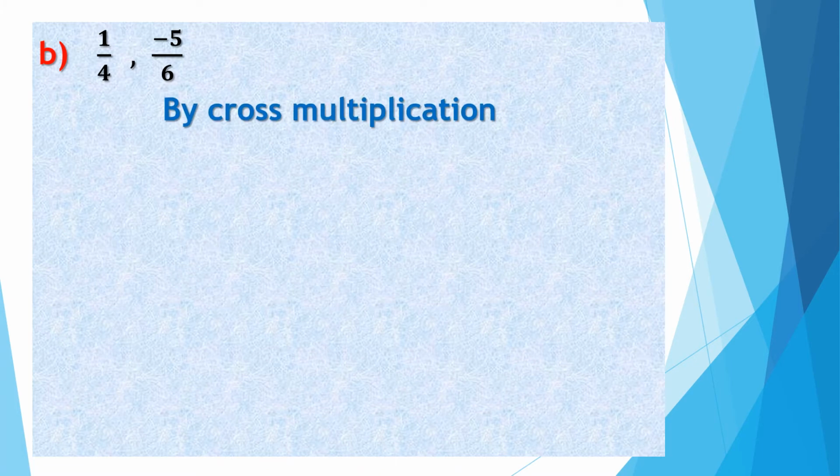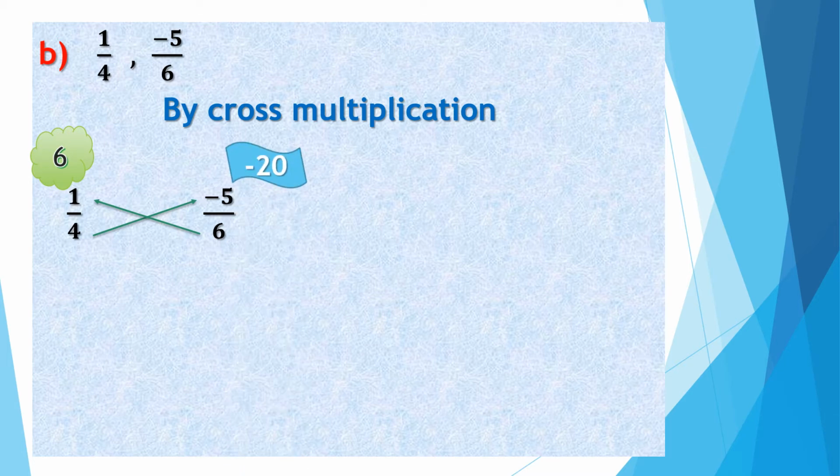Another example, 1 over 4 and negative 5 over 6. By cross multiplication we get 6 times 1, 4 times negative 5. It will be 6 on the left hand side and negative 20 on the right hand side. Which is greater? So we have a quarter greater than negative 5 over 6.